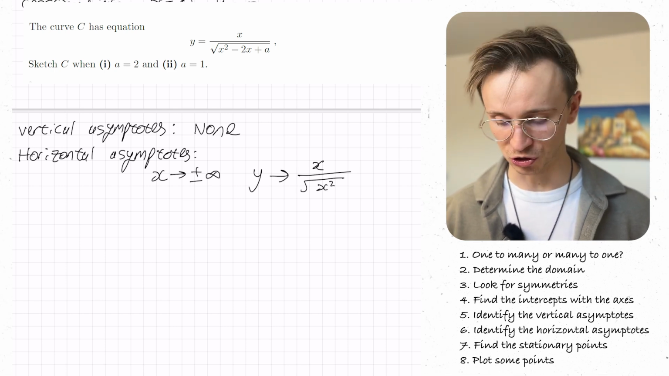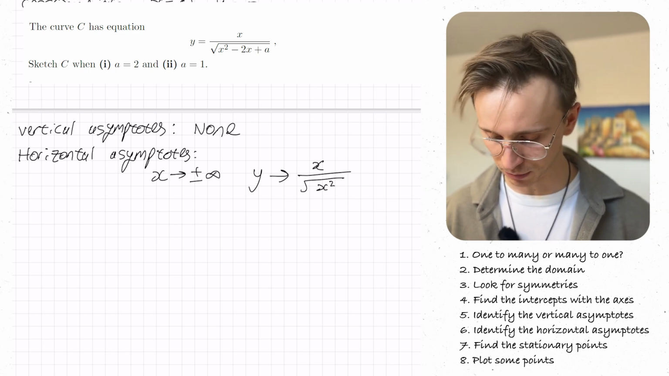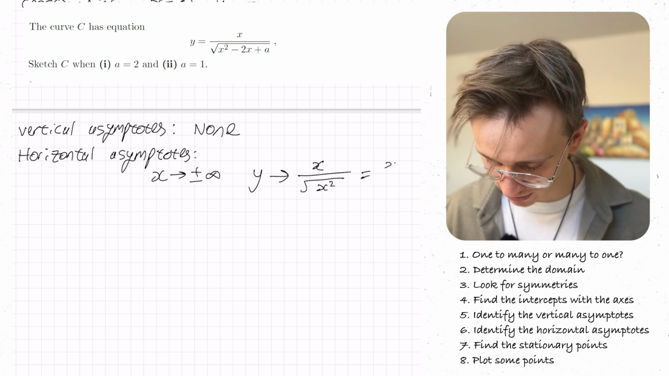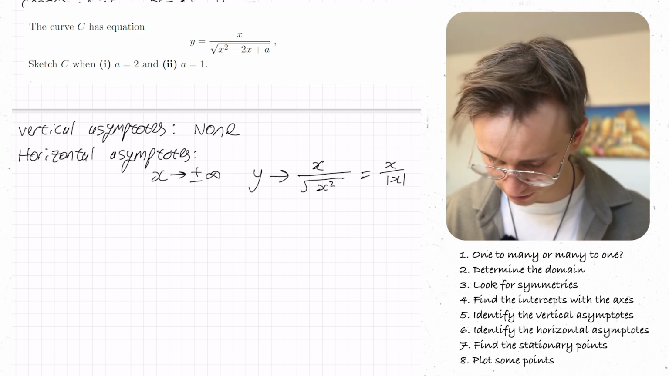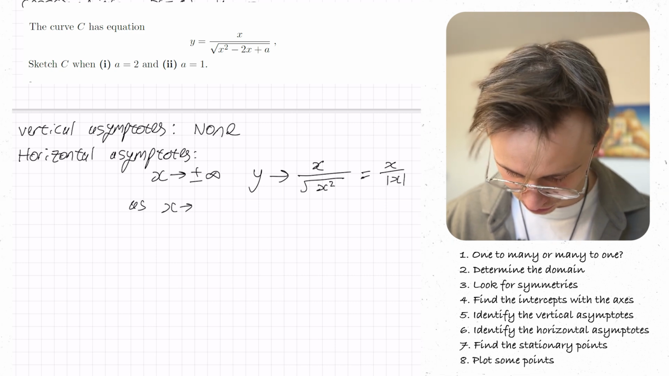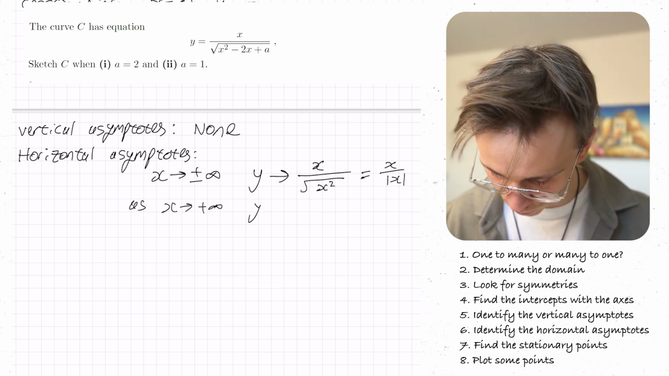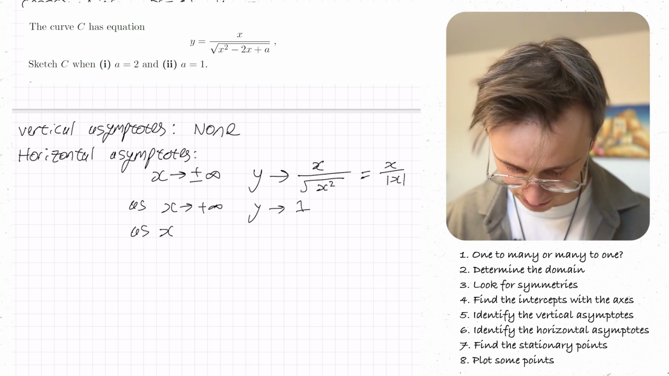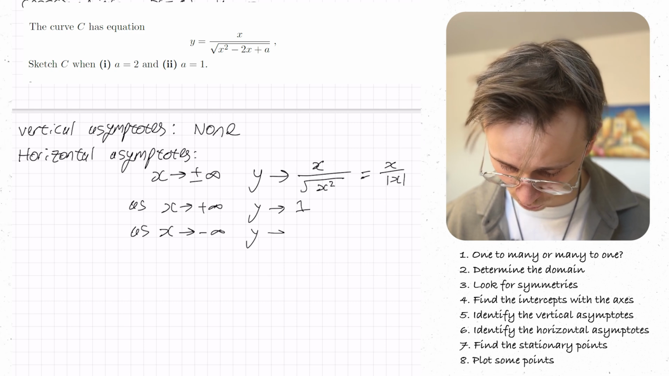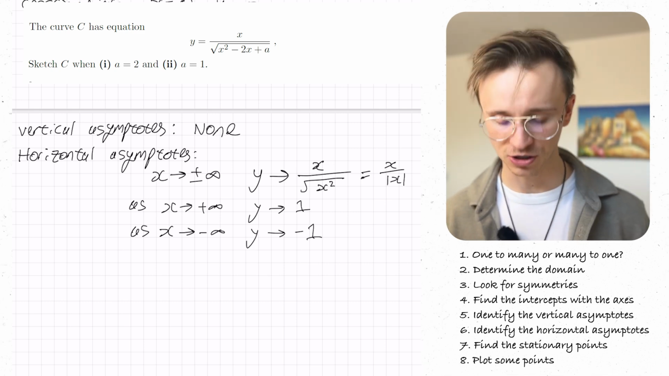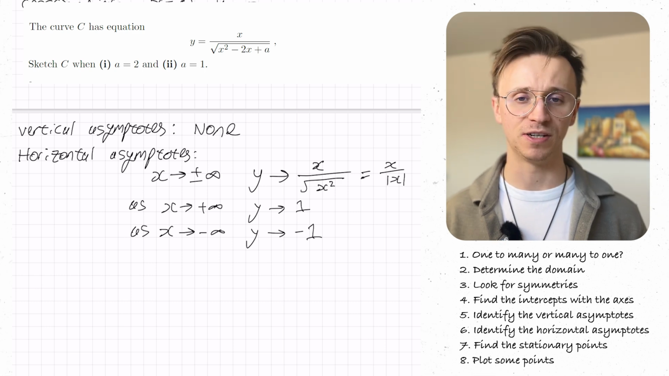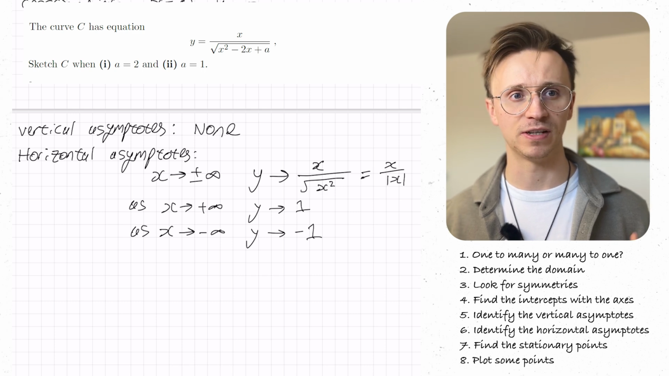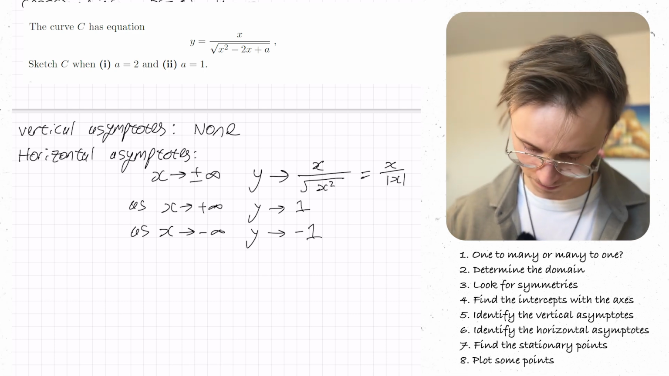So what people normally do is just cancel them out and go x over x. It's not that simple, because we've said we're taking the positive. So what this actually is equal to is x over the modulus of x. Then as x goes to positive infinity, y tends to infinity over infinity, which is 1, it's easy. But as x tends to minus infinity, we get y tending to minus 1, because it's minus infinity over the modulus of minus infinity, which becomes positive infinity. So we have two different horizontal asymptotes when it's plus infinity or minus infinity. So we need to be a little bit careful there.